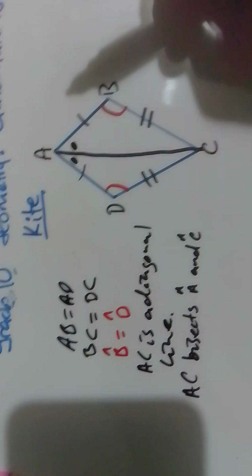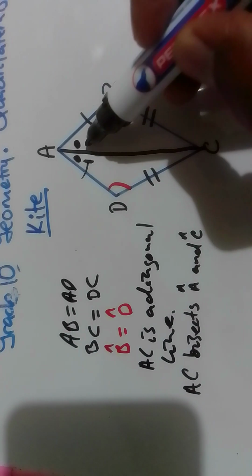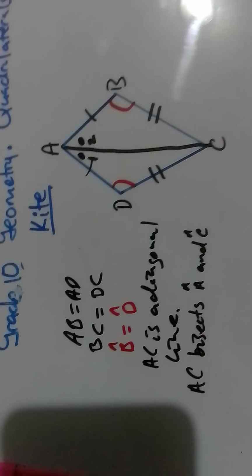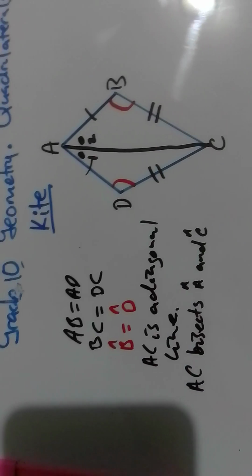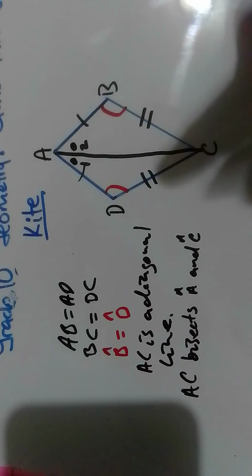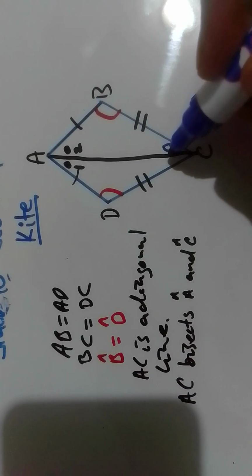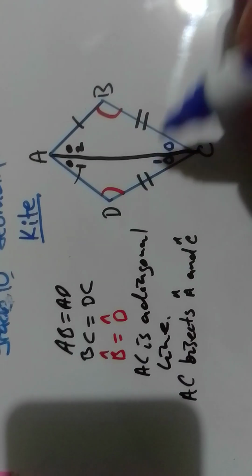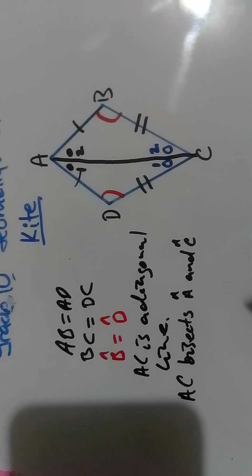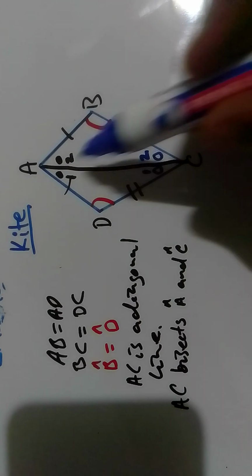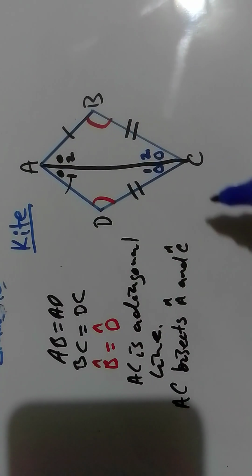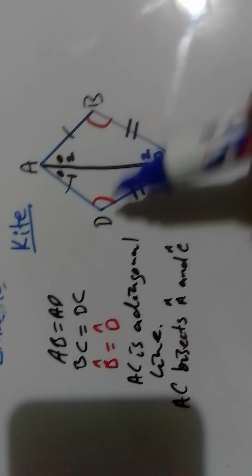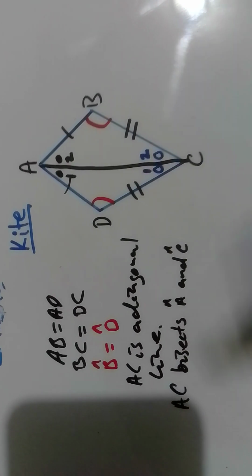Meaning to say that on angle A, I'm now giving you these markings and call this A1, this is A2. Then on angle C, I now show you these other markings. This one I call angle C1, and that is angle C2. Why did I color them differently? Because I'm trying to tell you that angle A is not equal to angle C. However, angle D is equal to angle B.